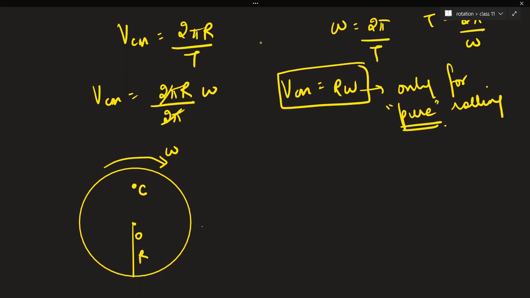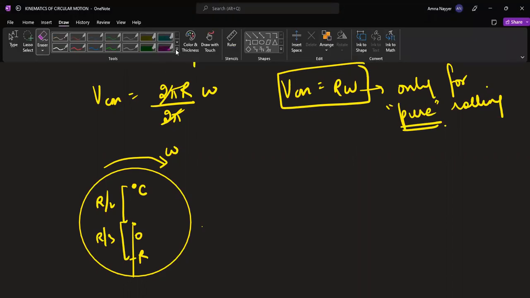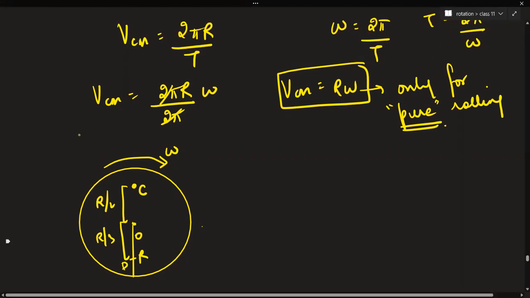So how will you calculate? I'll tell you the procedure. Something else will also be given. Suppose this separation is given to you as R by 3, and this separation as R by 2. This is some other point as well. Let's take this point, D. Out of C and D, you are asked to calculate the velocity at C.